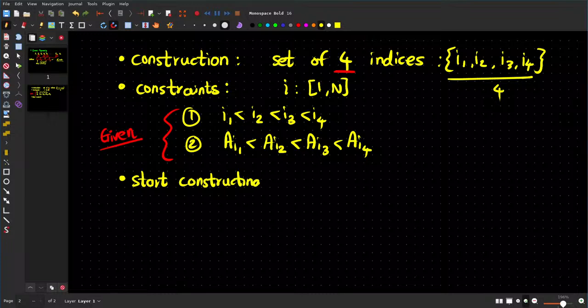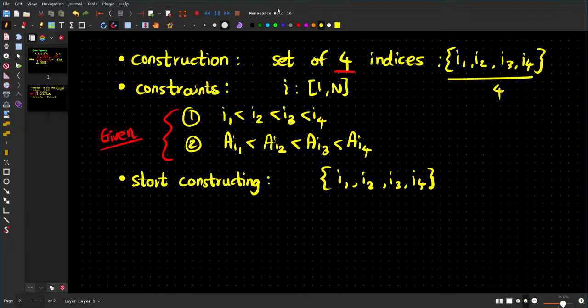So these are not any formal definitions, these are just the conventions that I have been following. So don't take them as any hard or fast rules, but this is just my own technique. So we know that we need to construct I1, I2, I3 and I4.